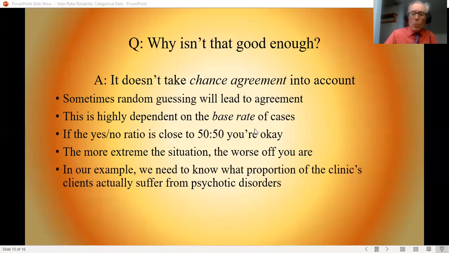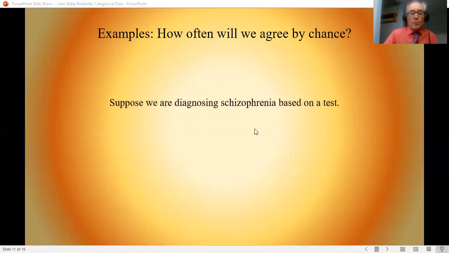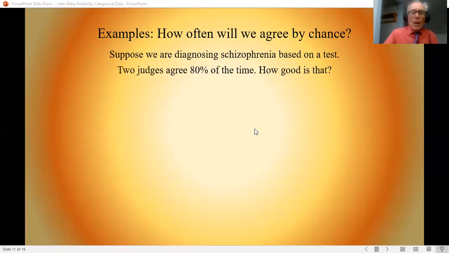Now, as you'll see, there's a kind of a workaround here that helps us in this case. So let me give you a few examples here. So we're trying to diagnose schizophrenia or psychotic disorders more broadly based on this simple test. And we're agreeing 80% of the time.